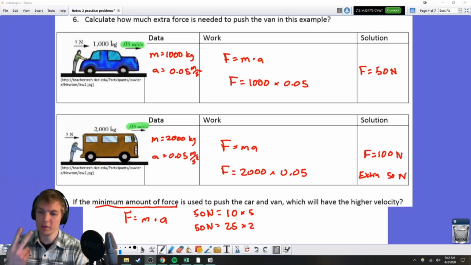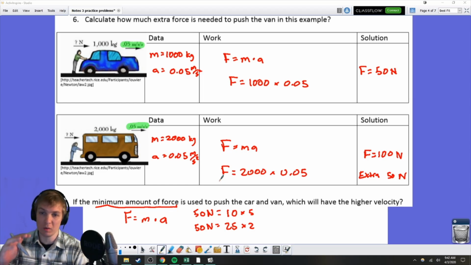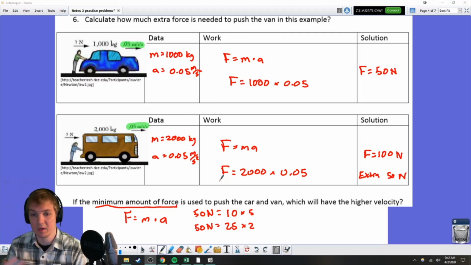So two different ways you can interpret this problem. The first way, just to review, if you had the minimum force and the force was the same for both, the car would be going faster because it weighs less. But if you had separate forces, so that it was the minimum for the car and then the minimum for the van, the speed would be the same because the force is only proportional to their mass.